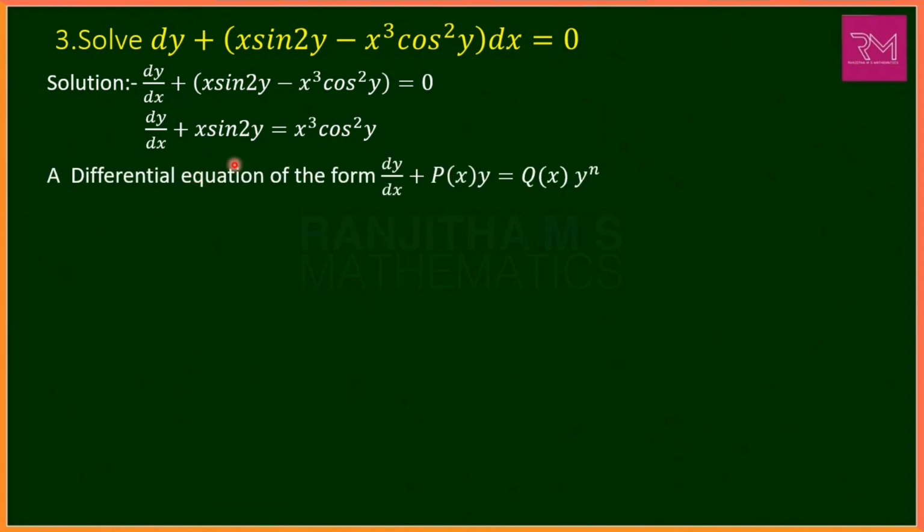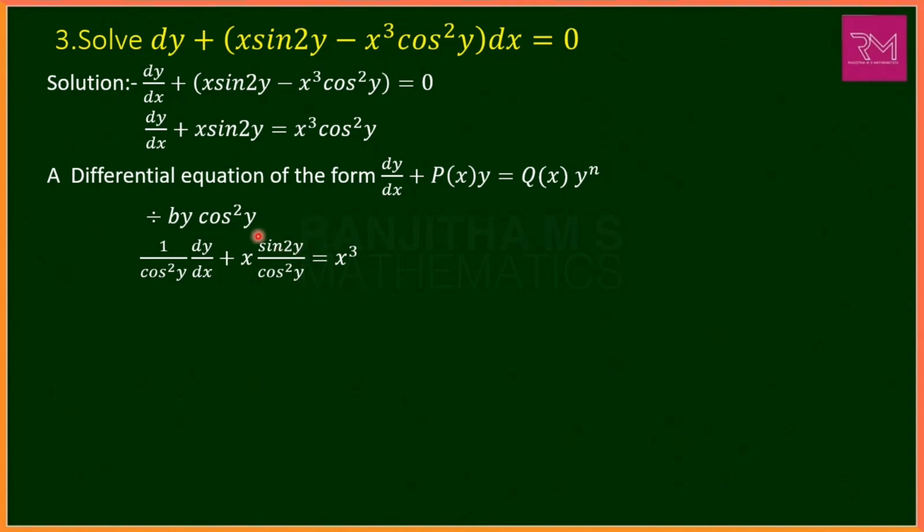Now the given differential equation is reduced to a Bernoulli's form equation, that is dy by dx plus p of x into y, which is equal to q of x into y power n. Here this value is y value. So divide throughout the equation by cos square y. That's the next step. We get 1 by cos square y into dy by dx plus x into sine 2y by cos square y, which is equal to x cube.